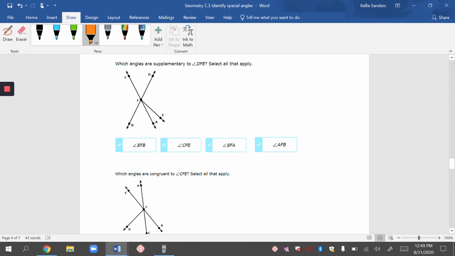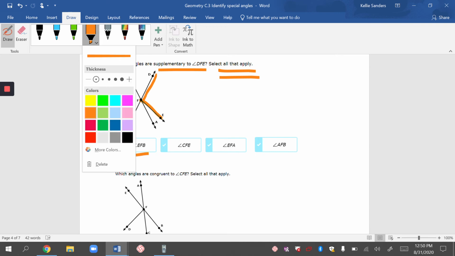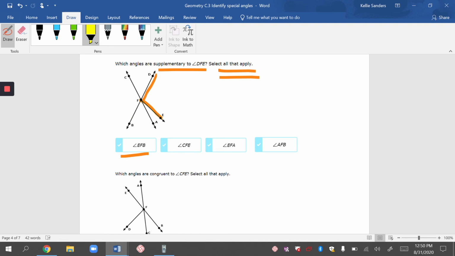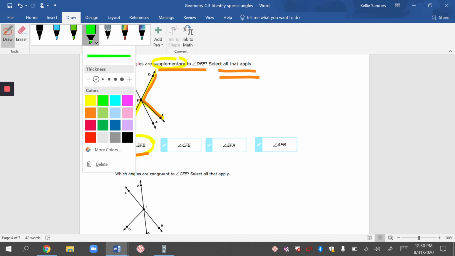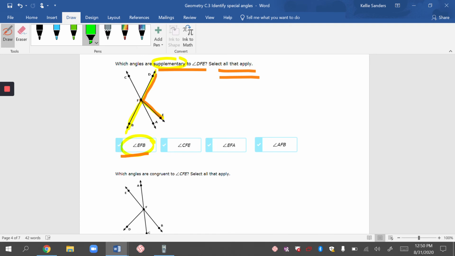Which angles are supplementary to DFE? Where's DFE? Okay. Select all that apply, so there might be more than one answer. So if I look at EFB, from E to F to B, that is supplementary because it finishes out that line. Okay. CFE. That is not supplementary because I did not finish a line out.